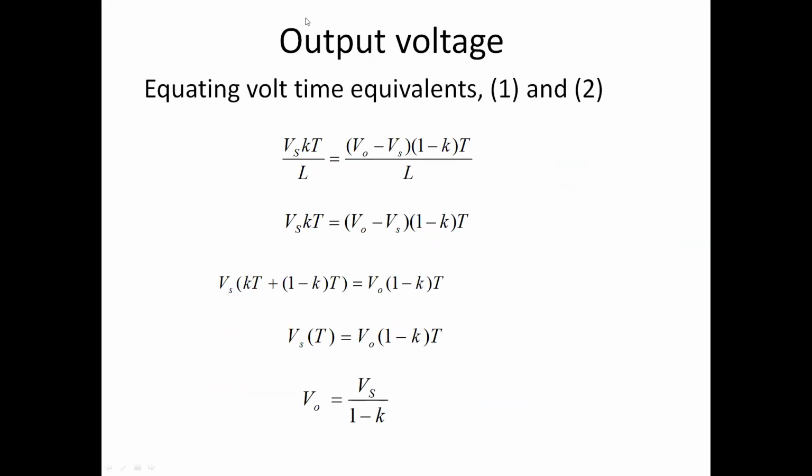To derive the output voltage, we need to equate equations 1 and 2. Equating 1 and 2, we get Vs KT by L is equal to (V naught minus Vs) into (1 minus K) into T by L. Simplifying the above expression, we get the output voltage expression as V naught is equal to Vs by (1 minus K).